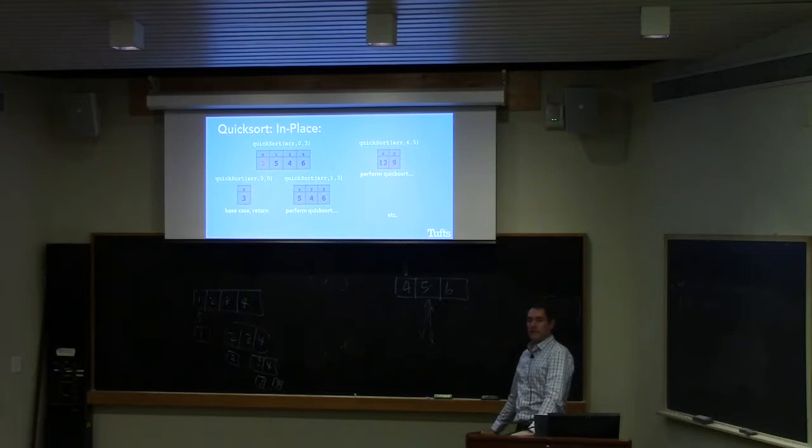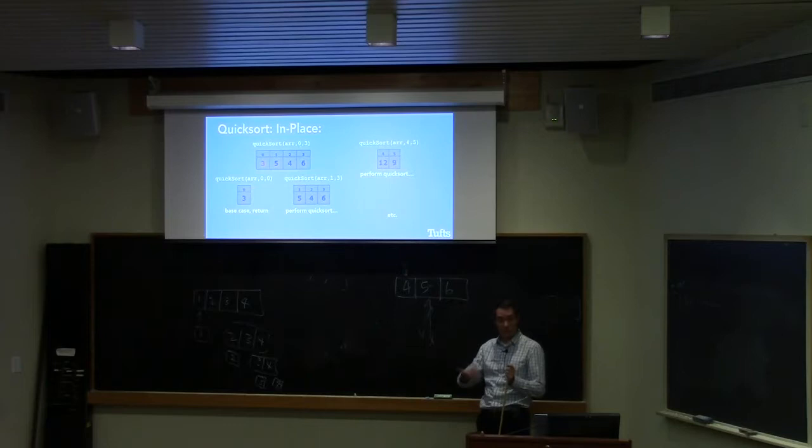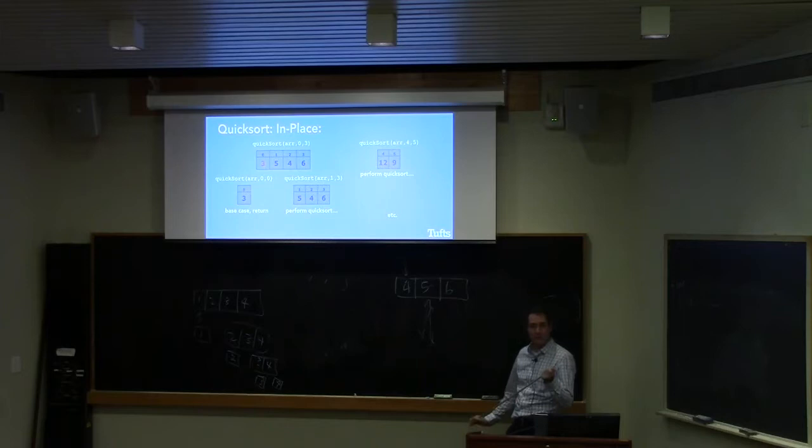Jordan? The base case is when the right and the left cross at the pivot? That's not the base case. That's the case where in your algorithm you say swap with the pivot. And then you're done with that iteration of the recursion. You recurse again. Yep. Okay.